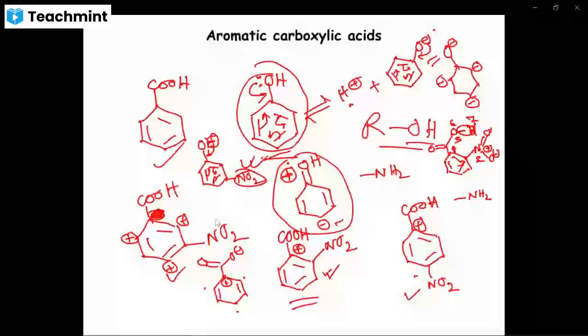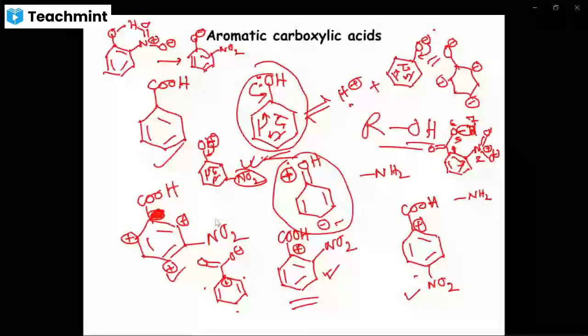So this is the reason why ortho will be less acidic than para, because when we dissociate the acid, the hydrogen bonding will break. In the undissociated form, you have this hydrogen bonding, right? You have this hydrogen bonding which will break when it dissociates. So that's why the ortho will be less acidic compared to para. Yeah, that's completely right. So that's pretty much about the aliphatic aromatic carboxylic acid.